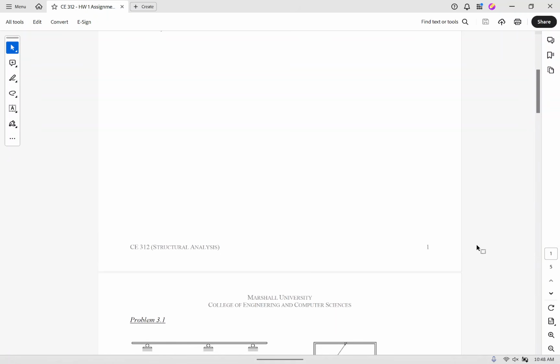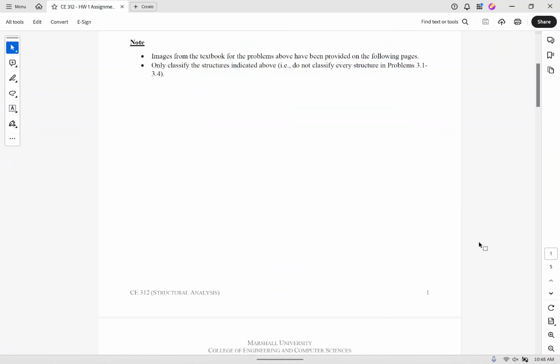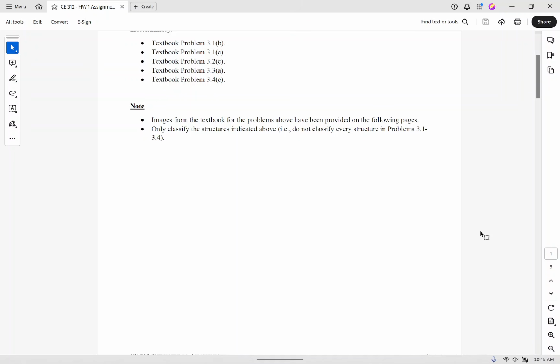Now, to be clear, problem 1 has 4 structures. I don't want you to do all 4. I only want you to do the ones that are indicated. Like problem 2 has 3.2C. Just do structure C. Don't do all of them, okay? Just do the ones that are indicated in the assignment. Yes, sir? Are you going to keep providing pictures for future homework? I'll probably do it for the first couple weeks, and then I'll probably stop. I know what you're asking. I'll do it for a little while, and that's it.